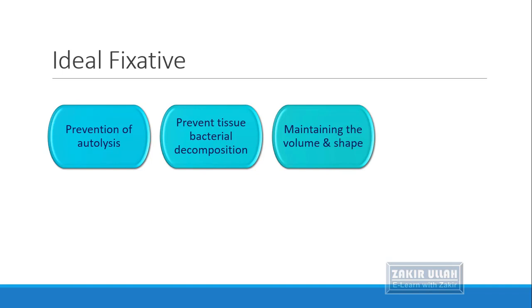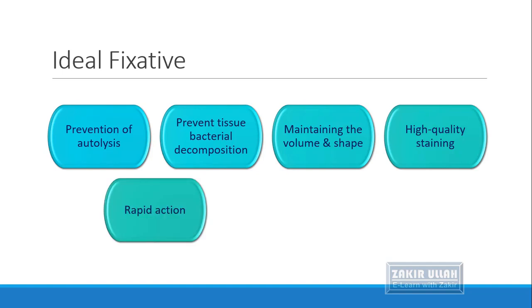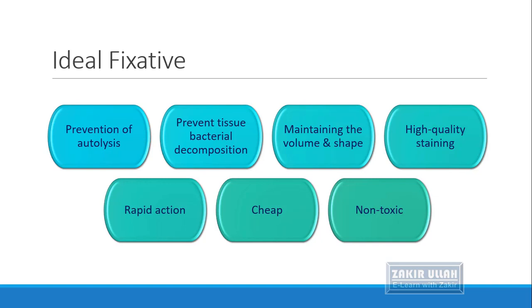The third property of an ideal fixative is that it maintains the specific volume and shape of the organ or the biopsy. An ideal fixative should retain its stain during the process of staining, and the fixative should have a rapid mechanism of action, that before autolysis and before bacterial decomposition, it should act on all the components, all the structures or the proteins of the cell, so as to maintain the cells in the original condition. And of course it should be cheap, and it should be non-toxic. So these are the different properties of an ideal fixative.